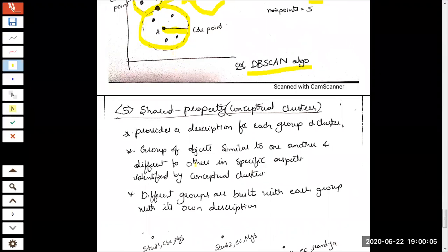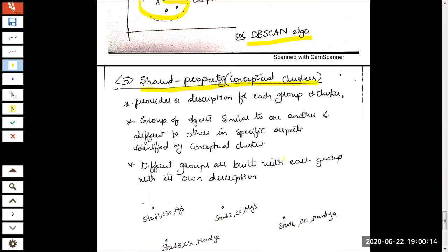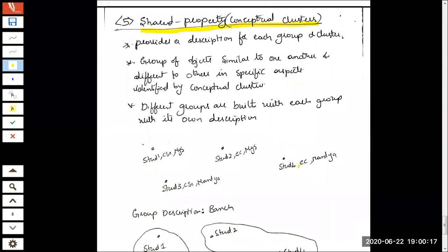Next, the last one under the types of clusters is the shared property cluster, or the conceptual cluster. What is this conceptual cluster? As you can see, it is based on the description. Based on the description you are giving, it's also called a concept cluster. Depending on the description you give, specific types of clusters will be formed for the raw data points.